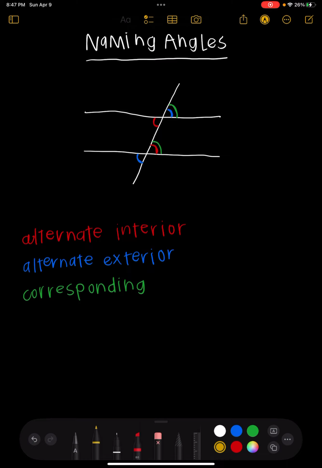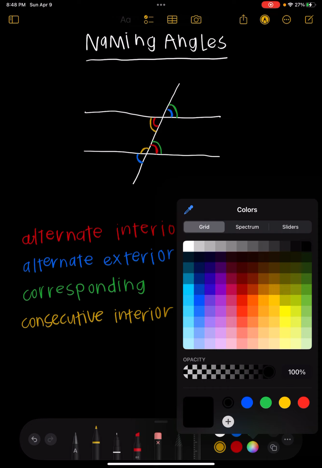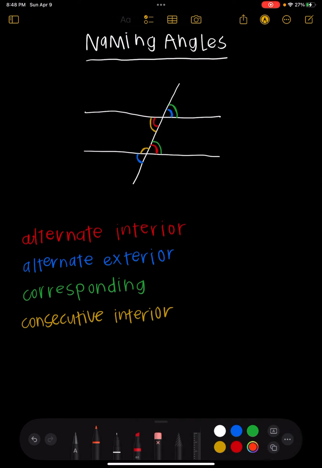Then the next one we're going to go through is called consecutive interior. We could also call it same side interior. It doesn't really matter. But when we do consecutive interior, they're on the inside of the two parallel lines, but they're on the same side. A good example would be this one and this one. All right, now let me get a different color. Let's do an orange. And there's two more.